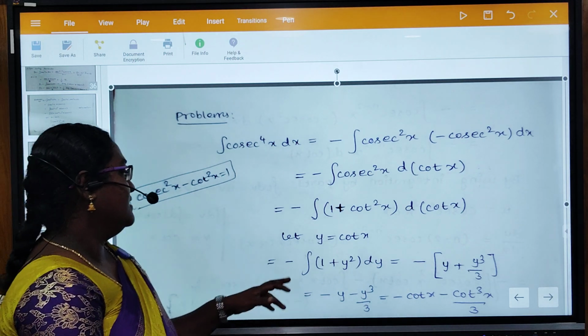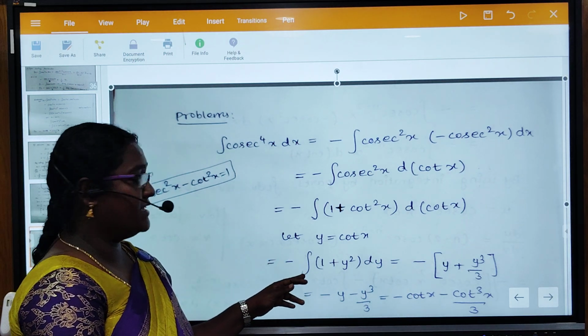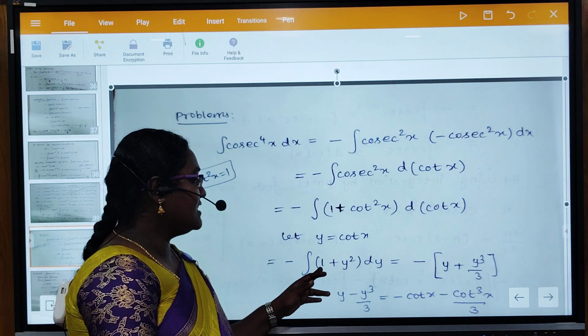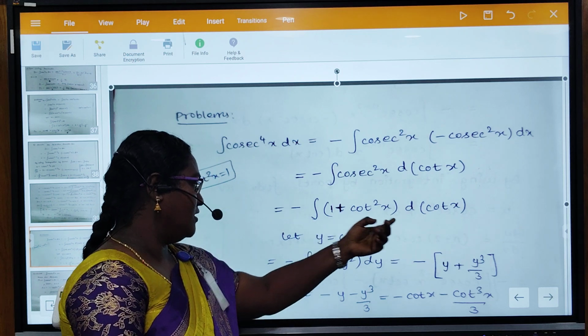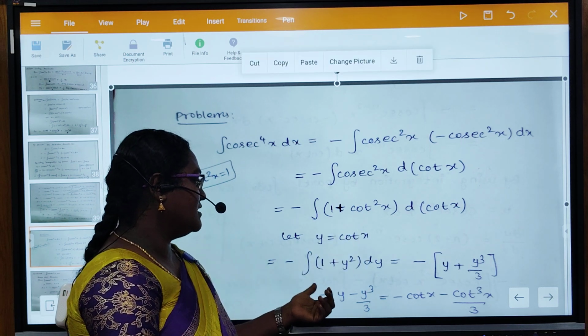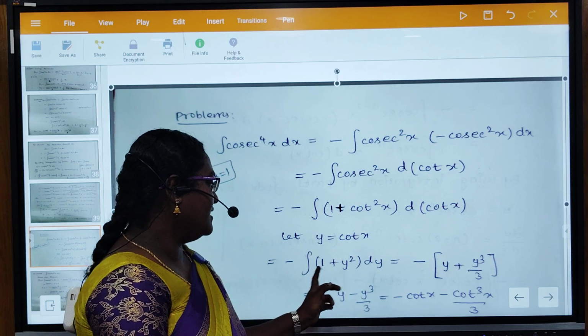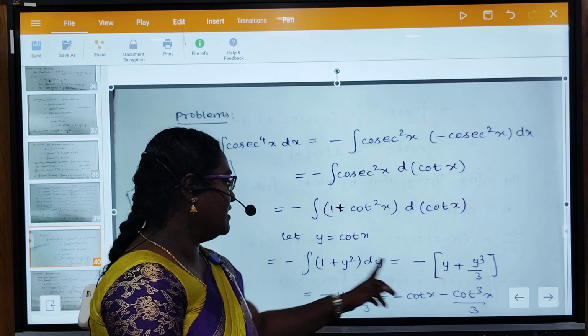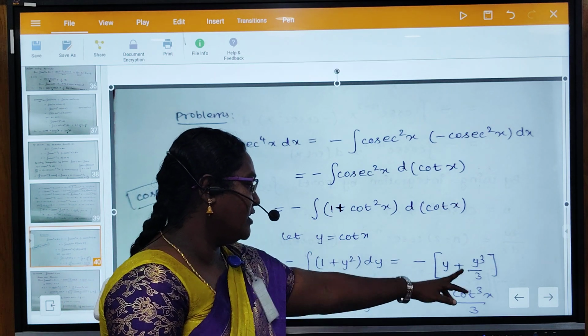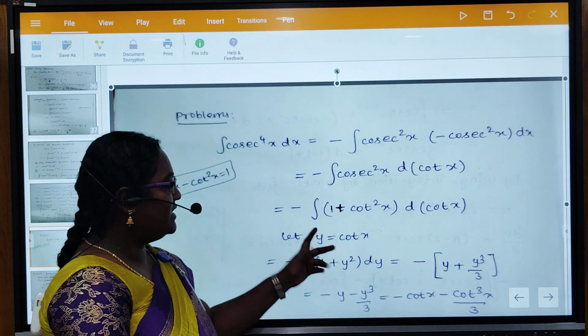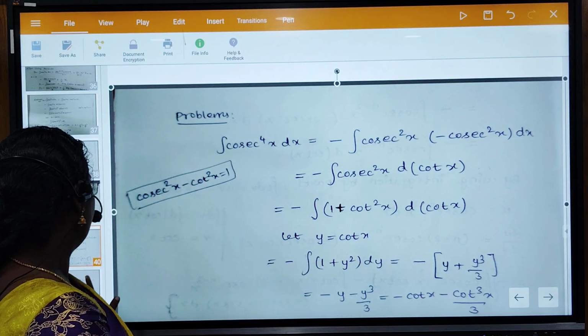It is y power n dy, and the integration of y power n dy is y power n plus 1 by n plus 1. So I am just substituting cot x is equal to y. This becomes 1 plus y square into dy. When we integrate this, what is the integration of dy? It is y. Integration of y square dy is y cube by 3. And again I am replacing y by cot x.